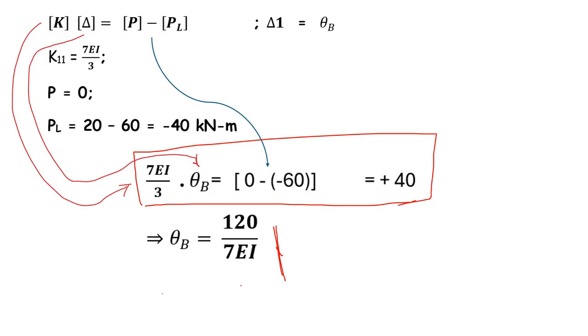Then from this equation you are going to obtain the value of theta B equal to 120 by 7EA. Okay, so we have obtained what is theta B, and we know what is theta A, and we know what is theta C. Now you apply the slope deflection equation.